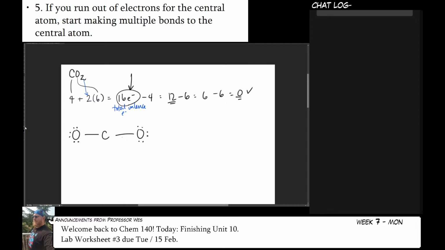If I check my octets here, I see that this has an octet and this has an octet, but this carbon only has 1, 2, 3, 4 electrons. It doesn't have an octet. In fact, it's not even close. So what we need to do is start using some of these non-bonding electrons on the sides here to make multiple bonds.